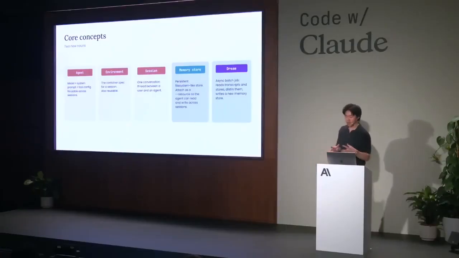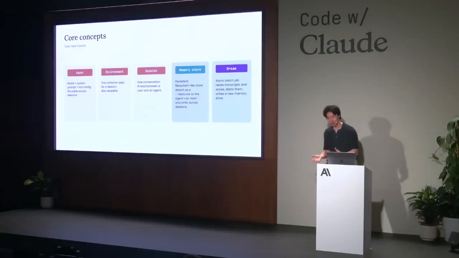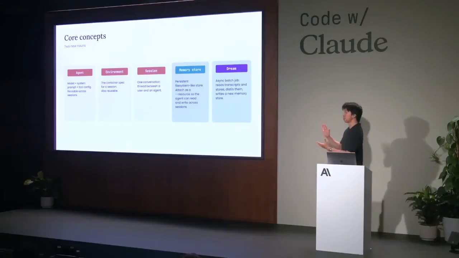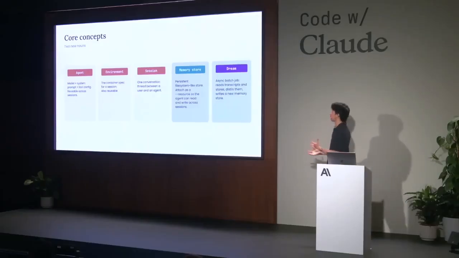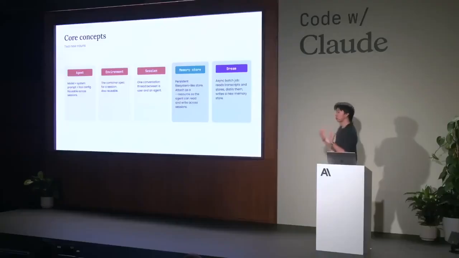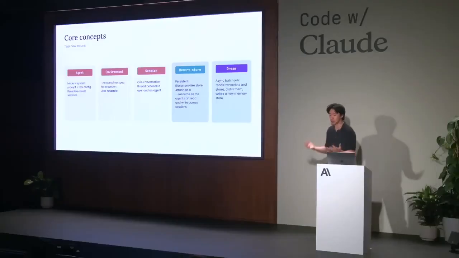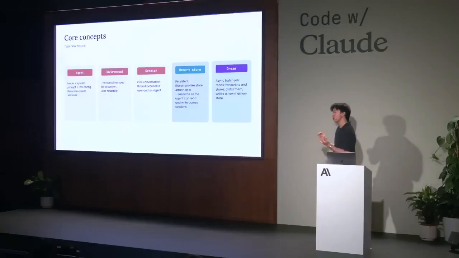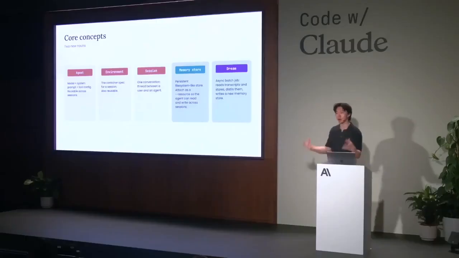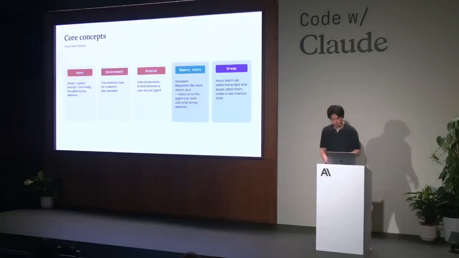A dream is an asynchronous job that runs in the background. It looks over an input memory store and a bunch of your previous sessions that are represented as transcripts, and then we run a harness over them to distill new information that maybe the original agents missed. We do things like fact-checking. We also organize, consolidate, and deduplicate information so that your memory stores don't grow unbounded over time.